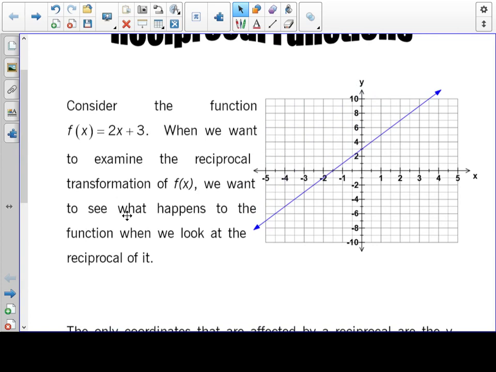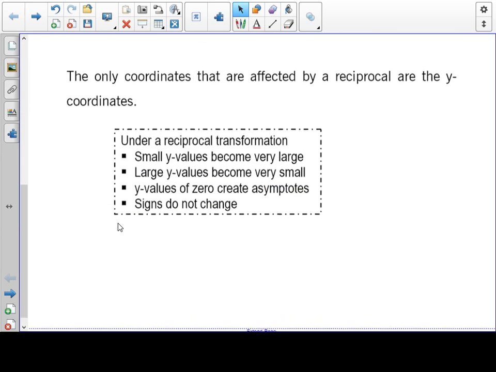The only coordinates that are affected by a reciprocal are the y coordinates. So whatever the value is, say if it's 4, now if you're taking the reciprocal of 4, it's 1 over whatever that number is. So it's 1 over 4, or a quarter, approximately 0.25.